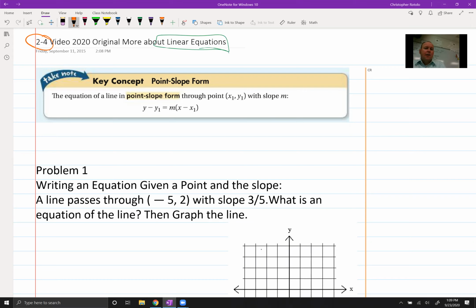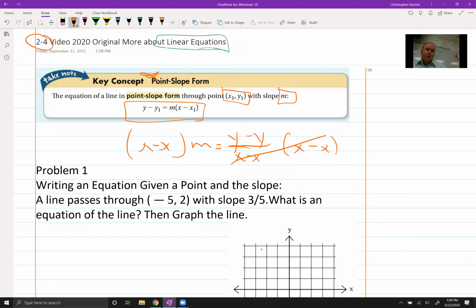All right. So key concept, first thing we're talking about is point-slope form, because I'm going to give you a point and a slope, and then we're going to drop those into the equation. Okay, this should look familiar, right? We just did y minus y, x minus x. Right, this whole thing. So we made this equation just by multiplying by this x minus x. All right, so that's how we come up with it.